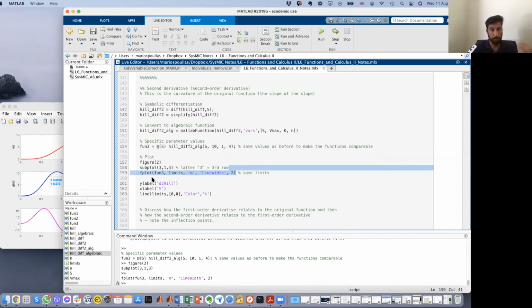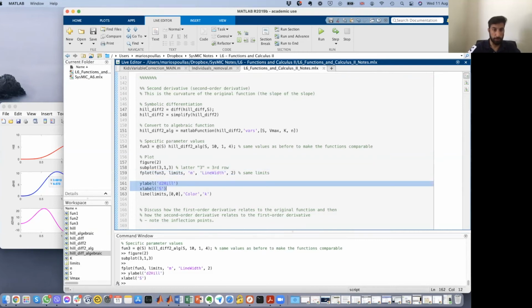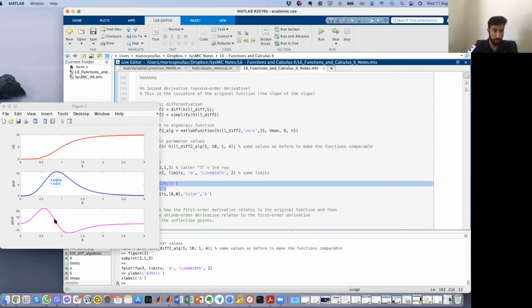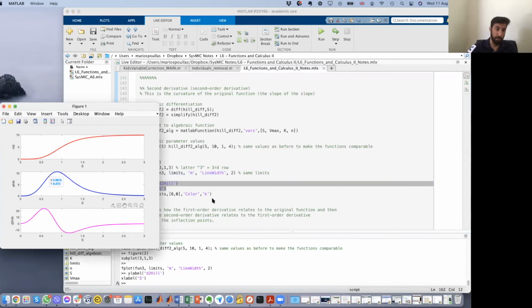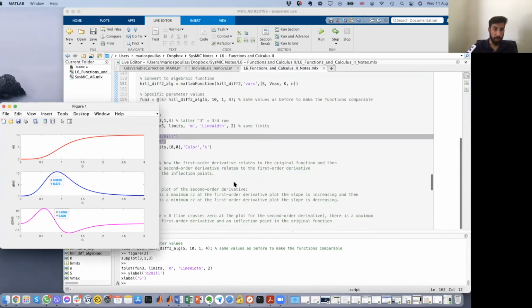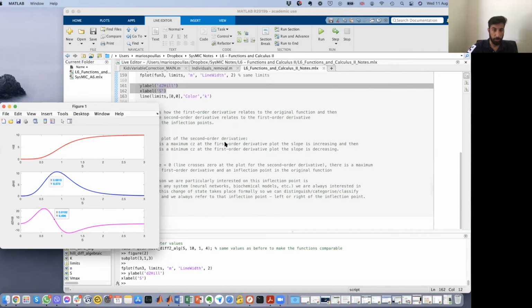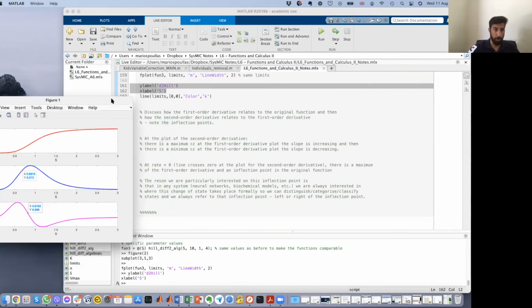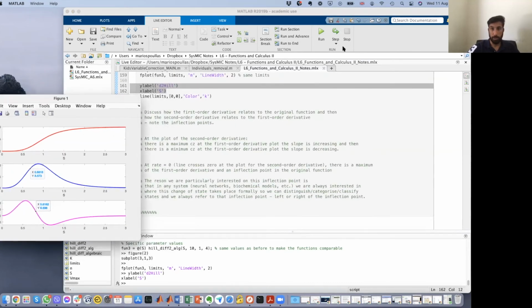And I've plotted it. I'm naming it D2 Hill, which is the second derivative of the Hill equation. The x label is S. I'm not gonna add the line yet. And you can see here what the second derivative looks like. I've added a lot of comments here. Let's go through them together.